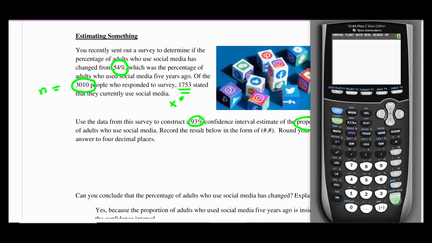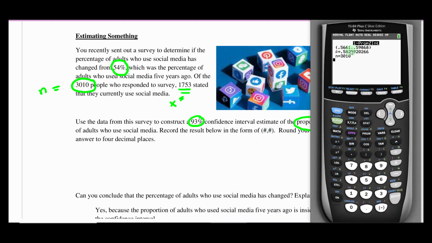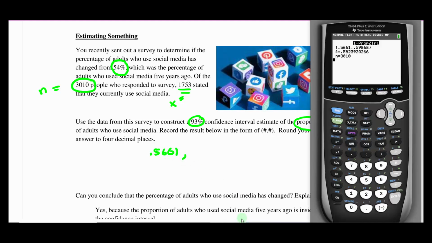Then you just go to Calculate, right? And it'll give you the confidence interval that you need here. It tells you what form to put it in. This is what's called interval form, and it's probably the easiest one. It's the form that the calculator uses. So the left bound is 0.5661, and the right bound of our interval is 0.59868.